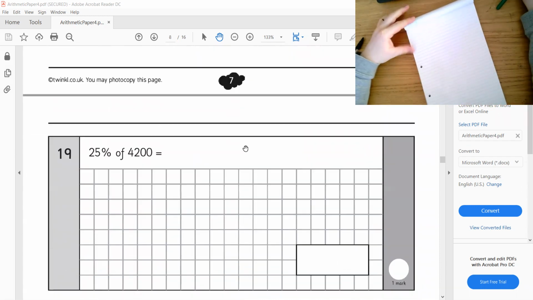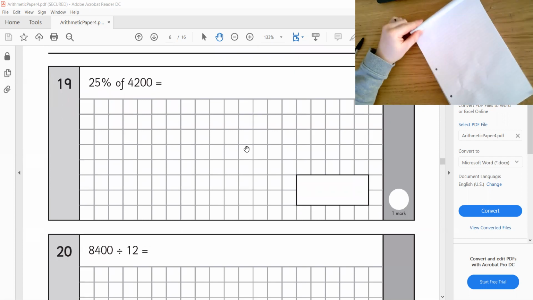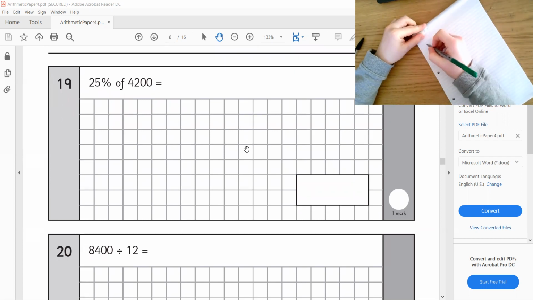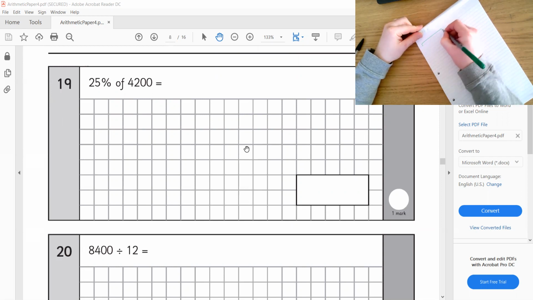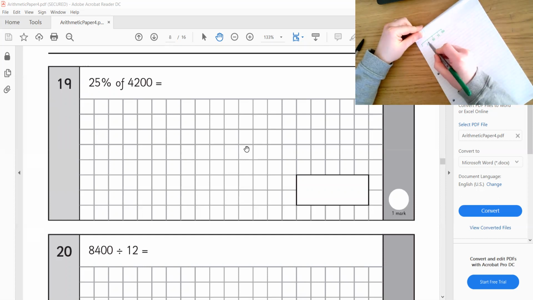Question 19, 25% of 4,200. Well, I know that 25% is like a quarter of something, isn't it? It's dividing something by 4, because remember, a percent is out of 100. If I did, remember this line that we did, what's in the middle? 50. What's in the middle of that? 25. What's this one then? That'll be 75.